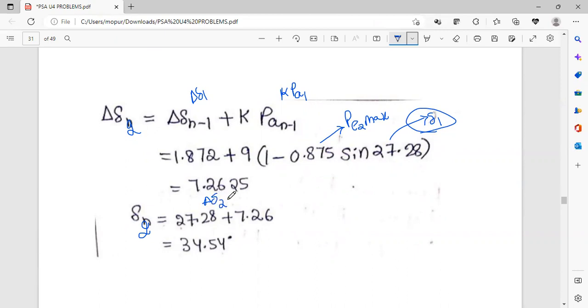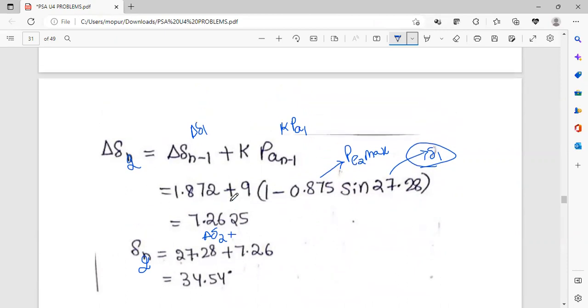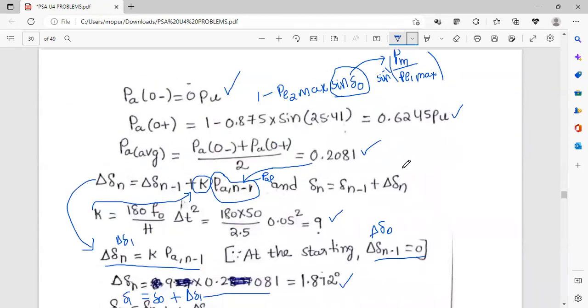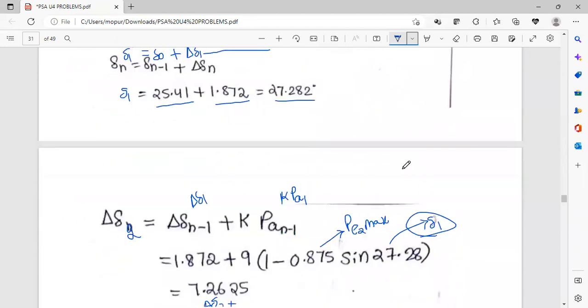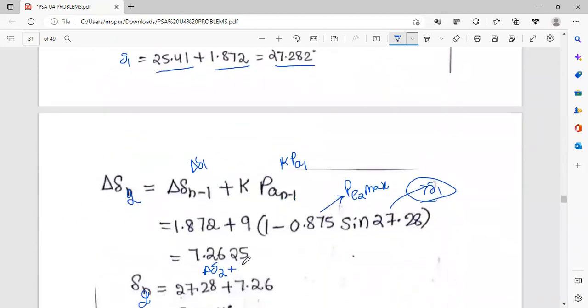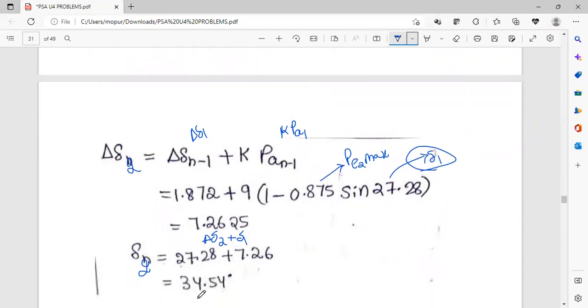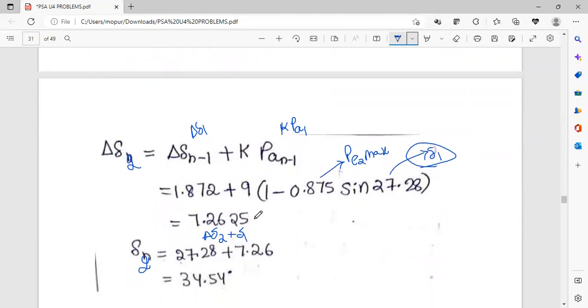And then del 2 is equal to del 2 plus, what is the formula of del n? Del n is equal to del n minus 1 plus the increment. So plus del 1. This is the value of del 1 and this is the value of del 2. So you will be getting del 2.